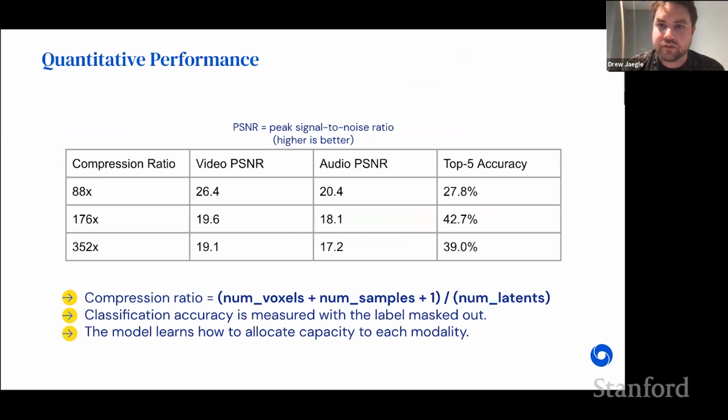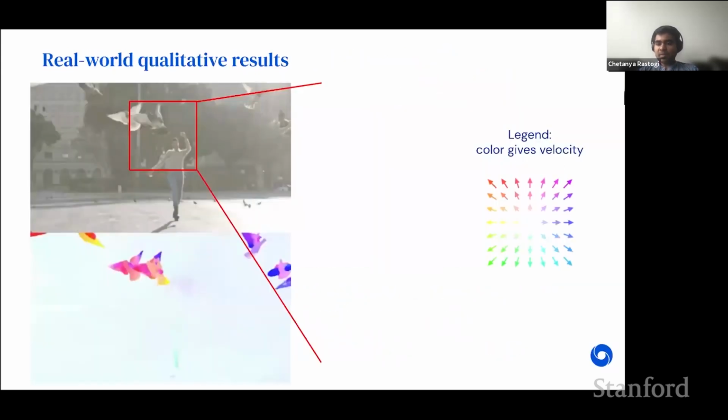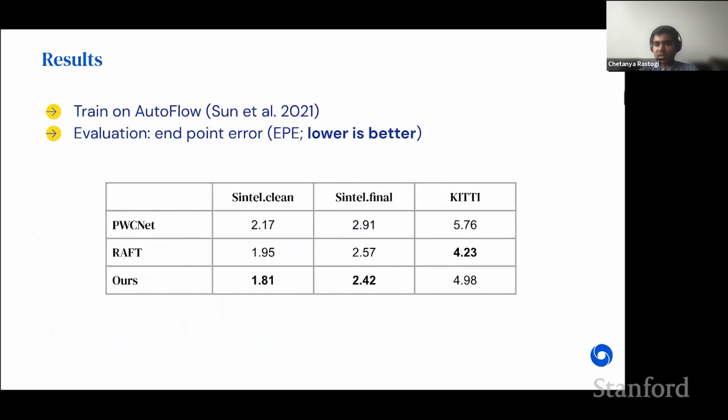In the interest of time, I'm going to skip ahead to the conclusion. Drew, I had one question with respect to the metrics that you shared for the optical flow. In the table, it was Sintel, Final, Clean, and KITTI. Were these different data sets or different metrics? Same metric for different data sets, or are these three different metrics?